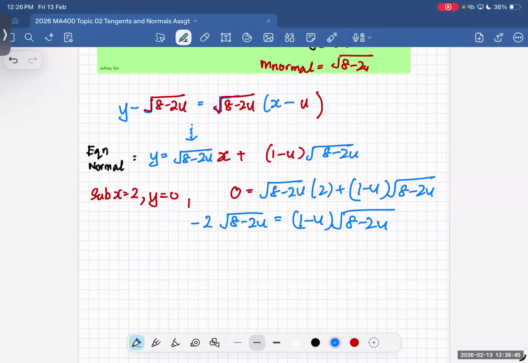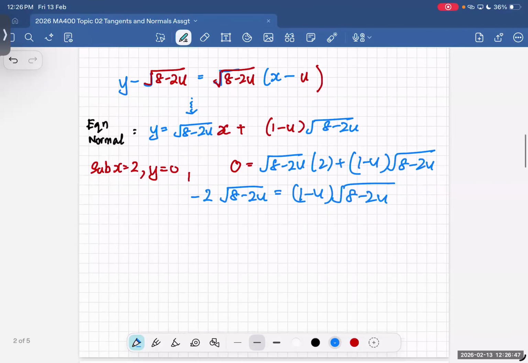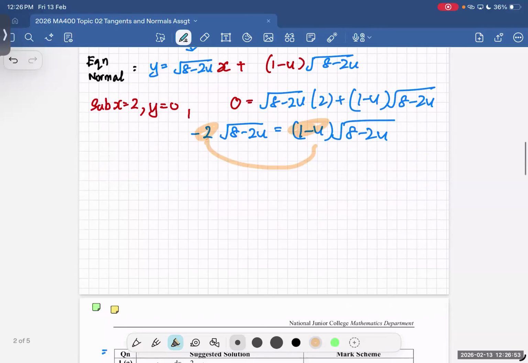Factorize, probably factorize, or simple. Just do it the lazy man way. Compare coefficient. Can you see? Minus 2 equals to 1 minus u. U equals to 3. Okay? So simple idea. Can?